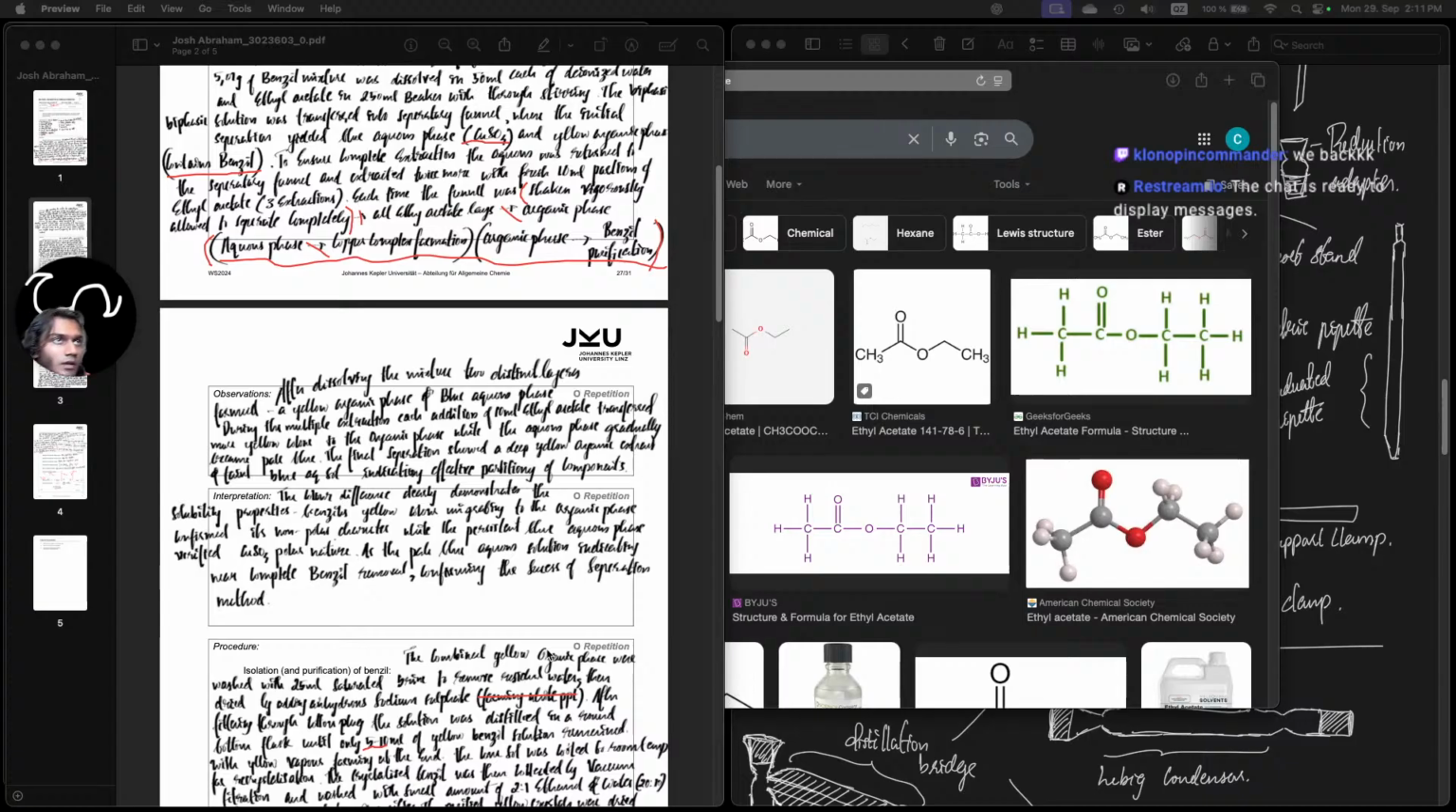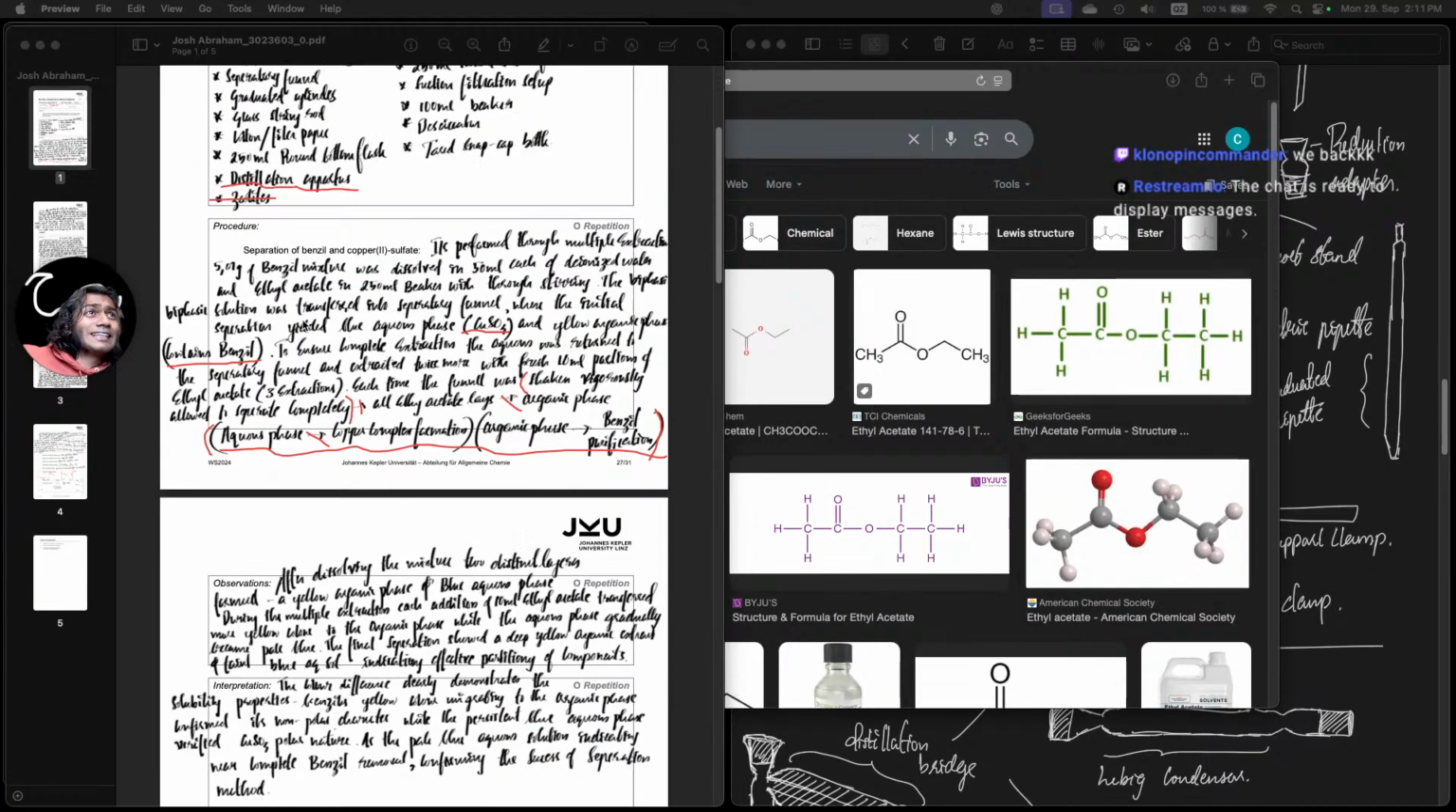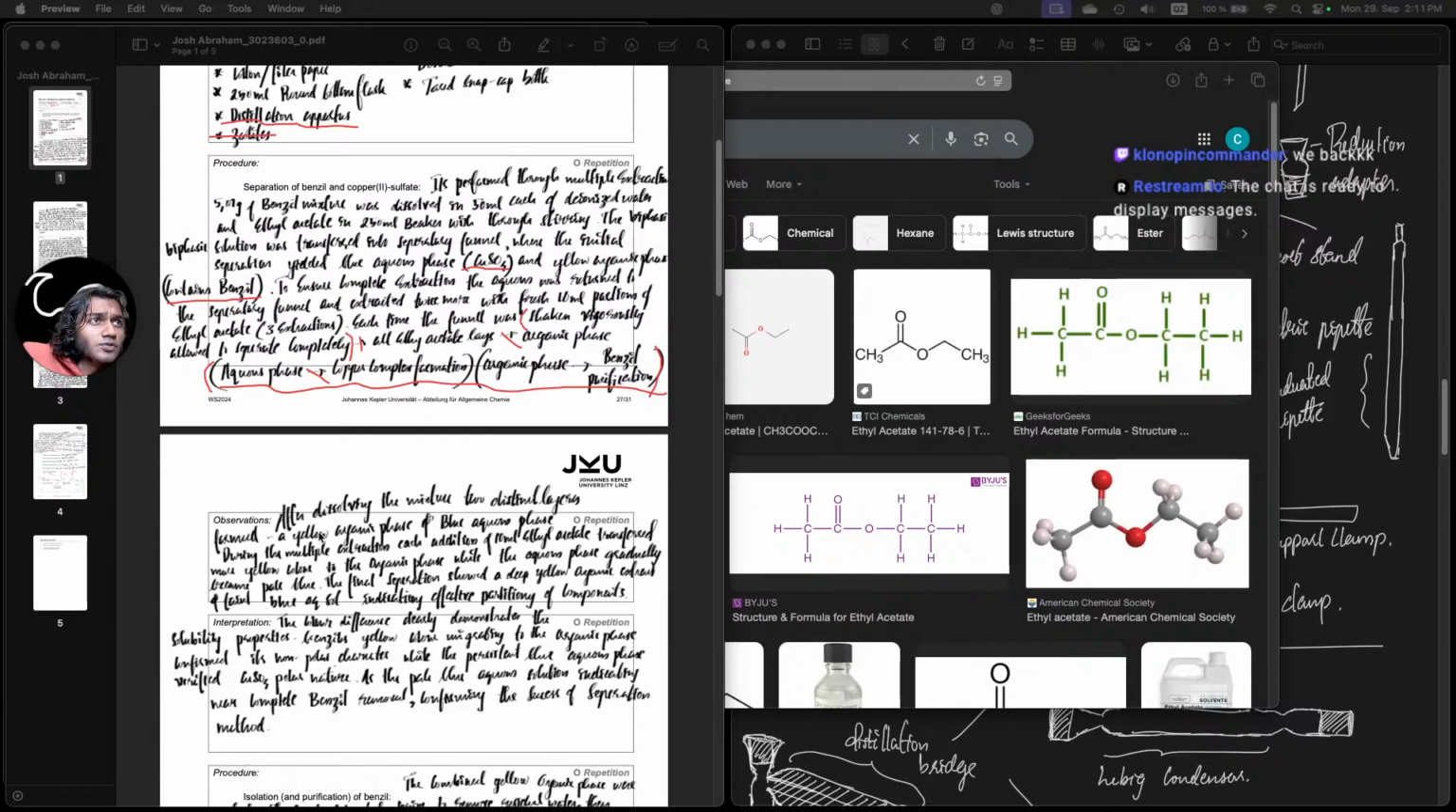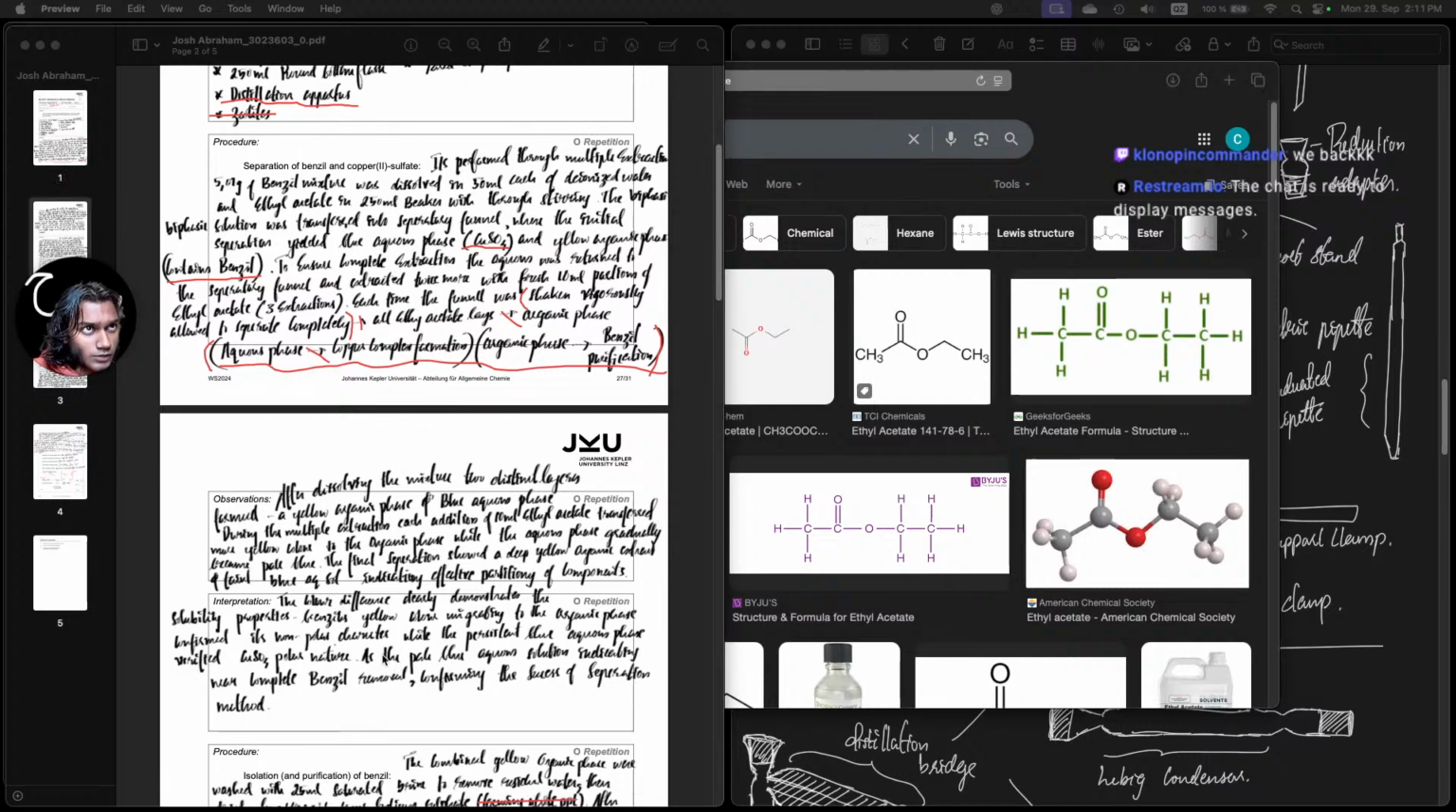Oh, it's a lot. Observation: after dissolving, two distinct layers formed, with the yellow one. Interpretation: the color difference clearly demonstrated the solubility properties. Benzil's yellow color migrating to the organic phase confirms its non-polar character, while the persistent blue aqueous phase verified CuSO4's polar nature. The pale blue aqueous solution indicates near complete benzil removal, confirming the success of the separation method.